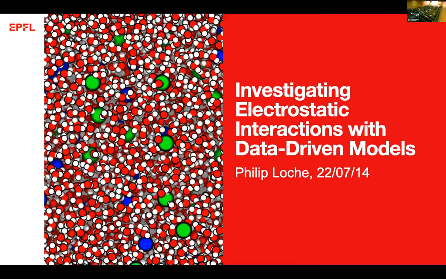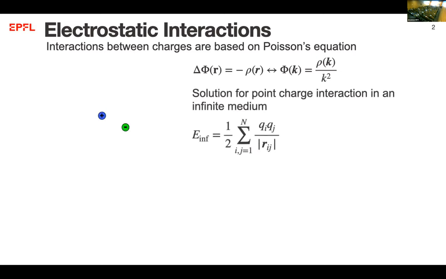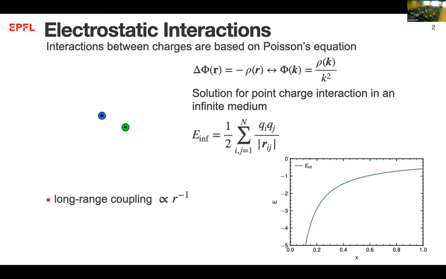To start, let's repeat a bit of how electrostatic interactions work. Everything is based on Poisson's equation, as probably all of you have seen. You can solve this equation by doing the Fourier transformation, and you easily get this k² term, which comes from the Laplace operator. If you solve this equation for two point charges in an infinite medium, you get that the interaction depends inversely on the distance between those two ions. You plot this, and you get this long-range 1/r, which is really long range by definition. It never decays if you integrate over it to zero.